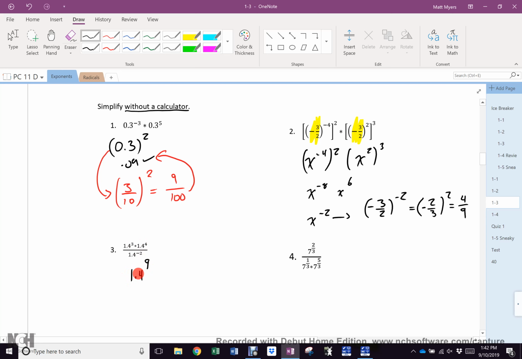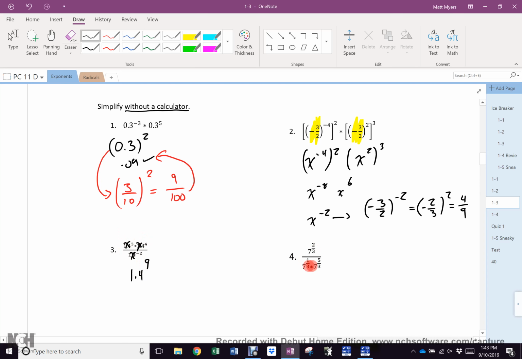Wasn't the 1.4 times 1.4 count for negative? No. Because they're all the same base, right, Yulia? This would be the same as x, x, and x. Add them, x to the 7th. And 7 minus 2 is 9.